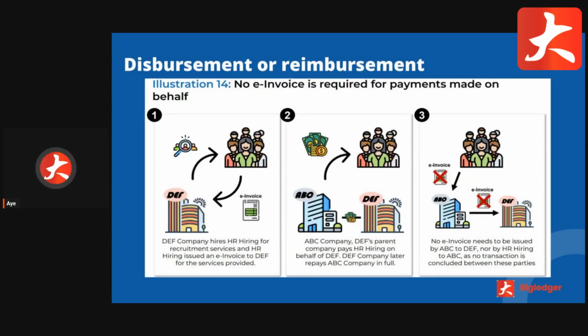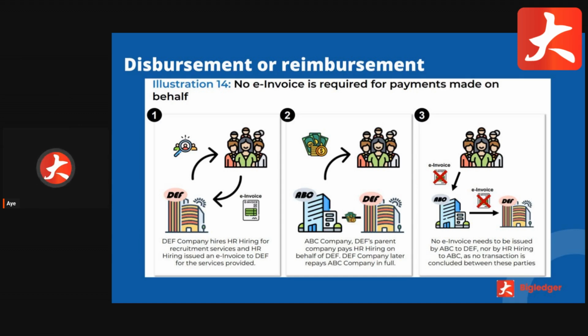Okay, next part is no e-invoice is required for payments made on behalf. So this one is for the disbursement part. If you look at this scenario, DEF company hires HR Hiring for recruitment services, and HR Hiring issued an e-invoice to DEF for the service provided. But ABC company, which is the parent of DEF, pays HR Hiring on behalf of DEF.